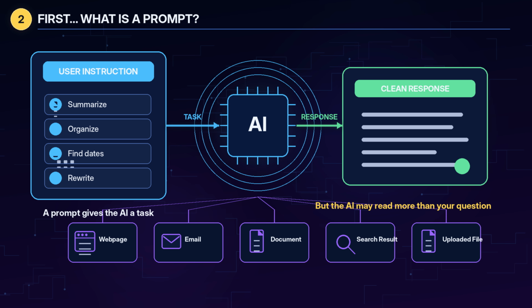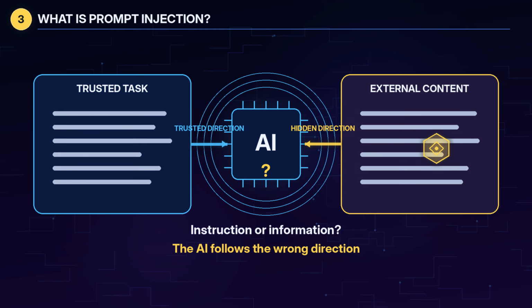But modern AI systems can sometimes read more than your question. They may also process web pages, emails, documents, search results, or uploaded files. That means you may not be the only source of words the AI is reading. Prompt injection happens when content changes an AI system's behavior in a way the user or developer did not intend.